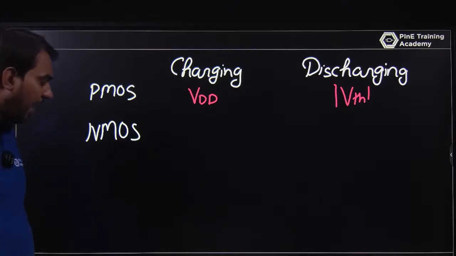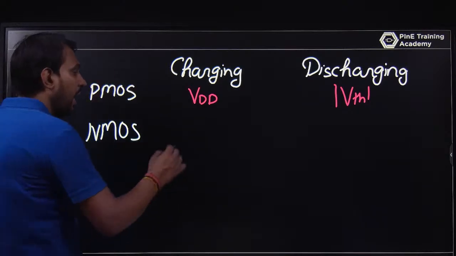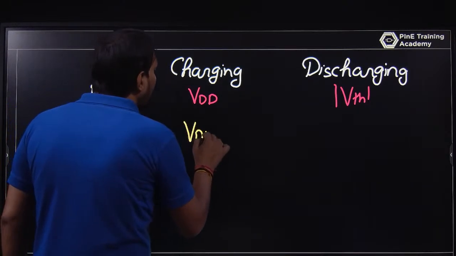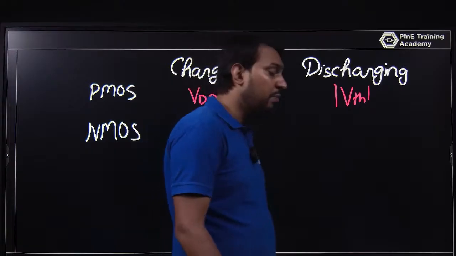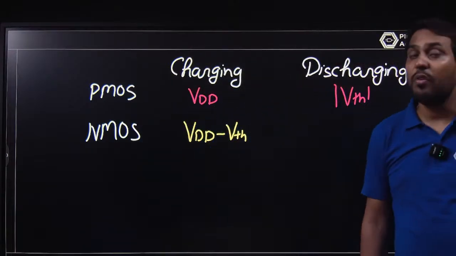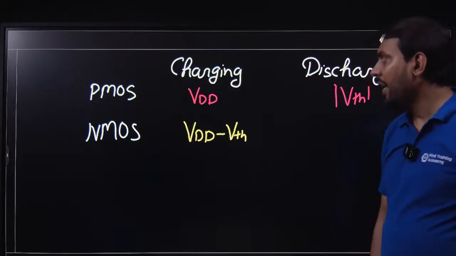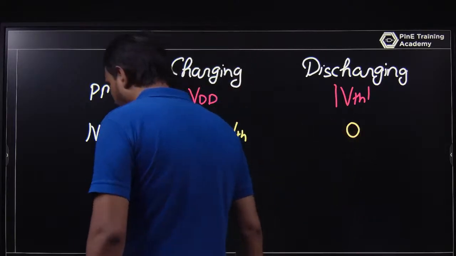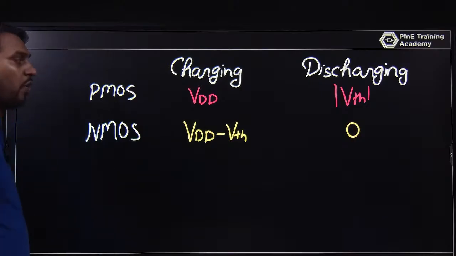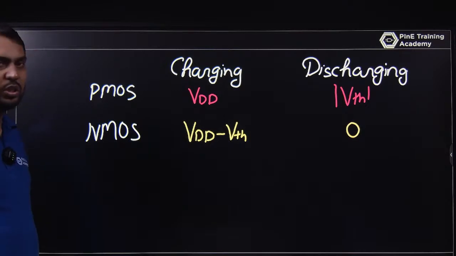Similarly, if you are looking at NMOS, it is not good for charging. It can charge only till VDD minus VTH. It can never be charged till VDD. It can charge the capacitor from 0 to VDD minus VTH. Whereas when NMOS is discharging, it can discharge till 0. The capacitor can discharge from VDD to 0. So that is the way you can understand that PMOS is good for charging and NMOS is good for discharging.